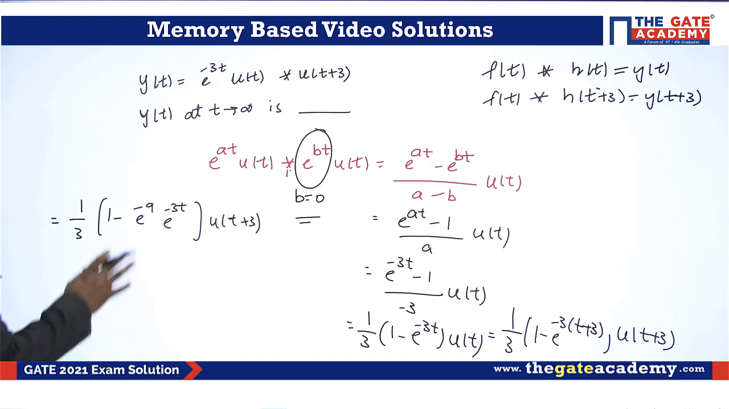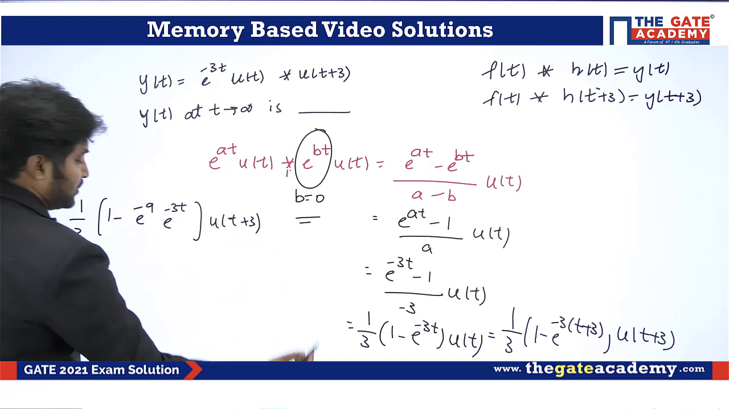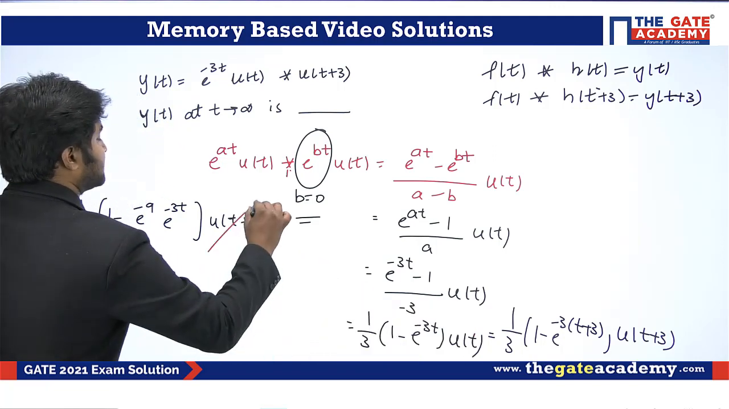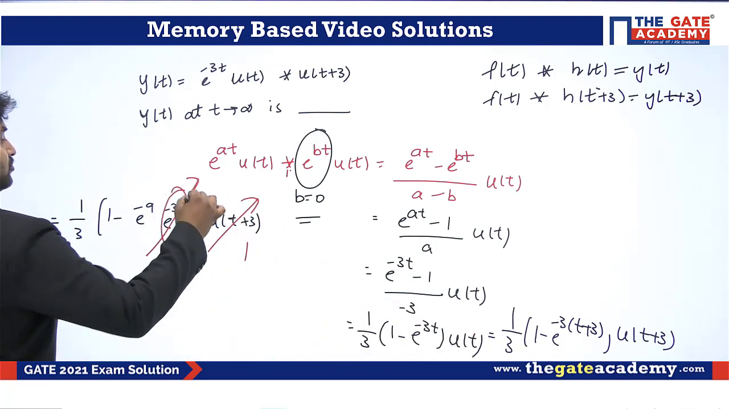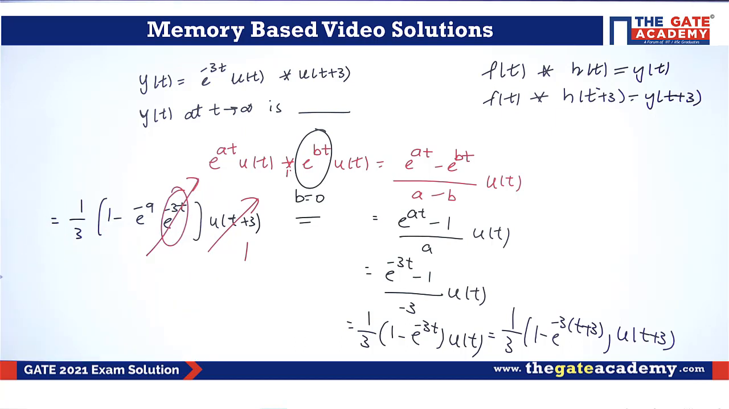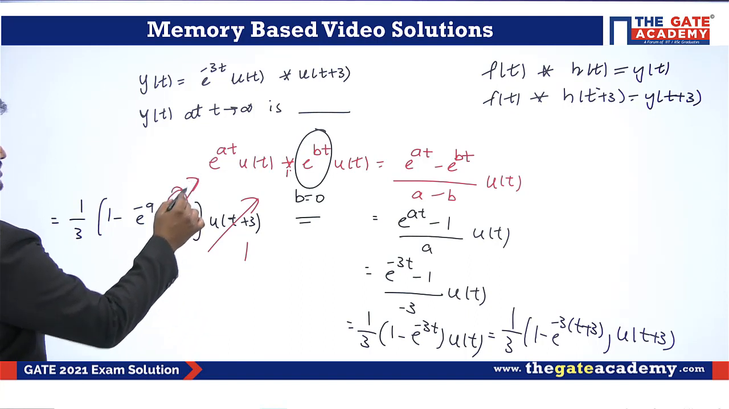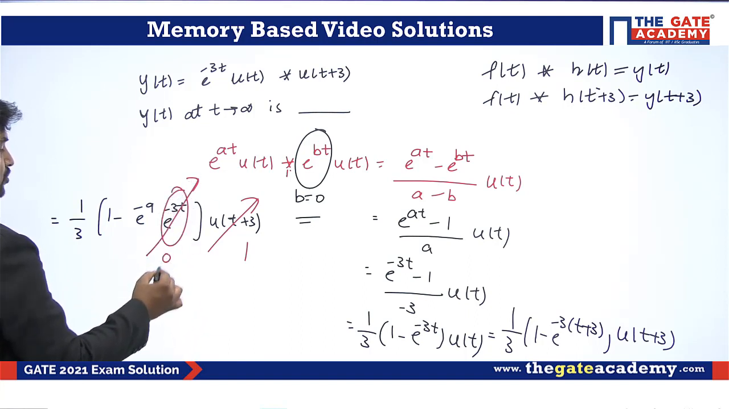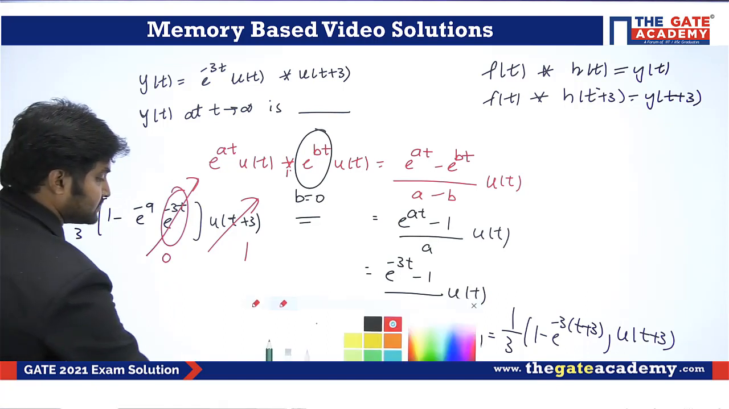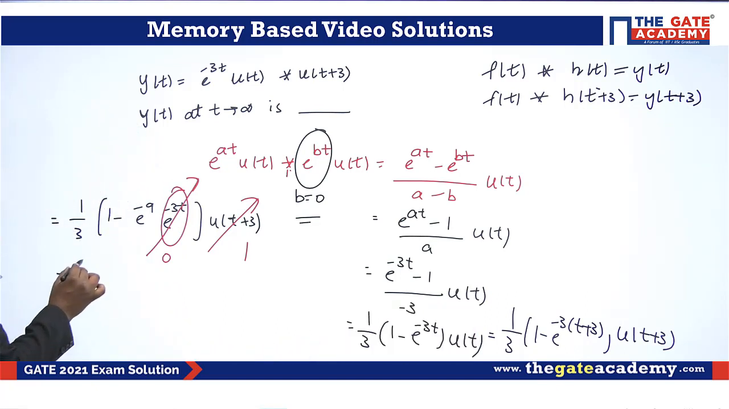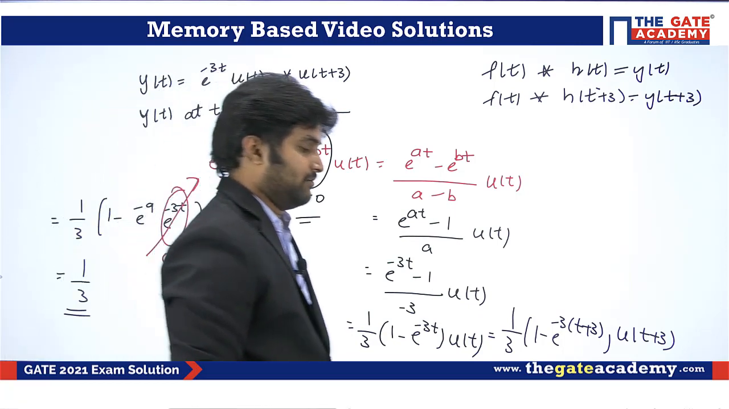Now you see, this value t tends to infinity. When your t tends to infinity, u of t plus 3 is equal to 1, right? This function is going to tend to 0. It means that this complete part becomes 0. What are we left with, my dear students? We are just left with 1 by 3.